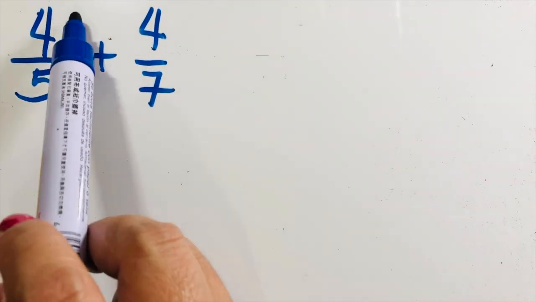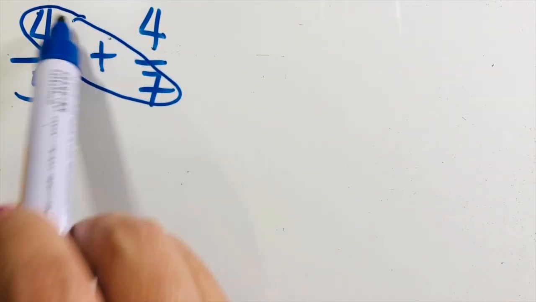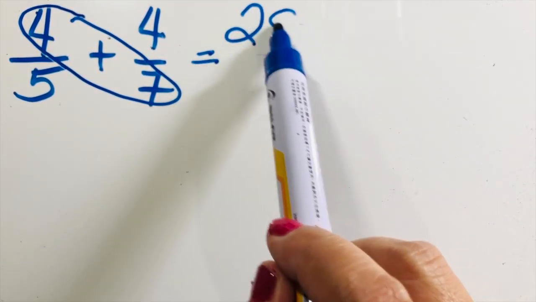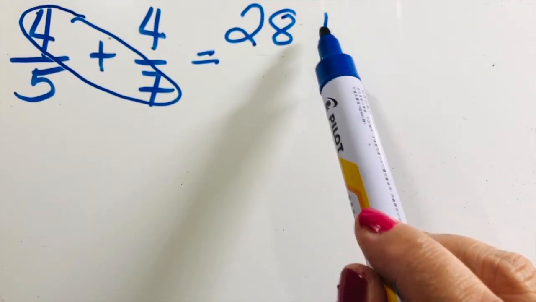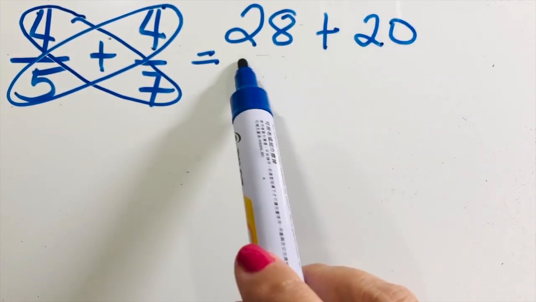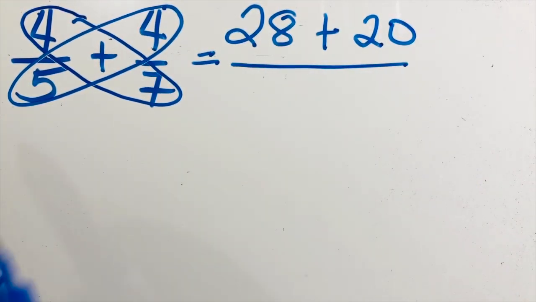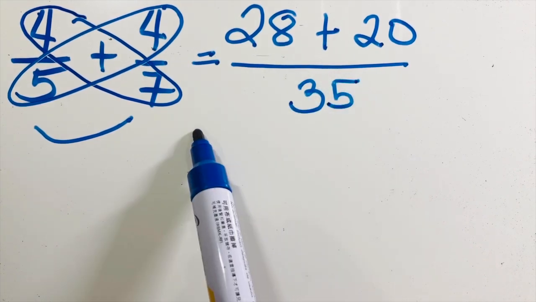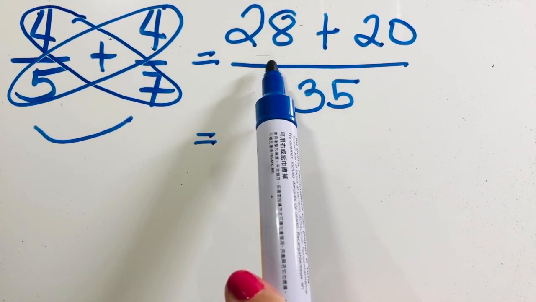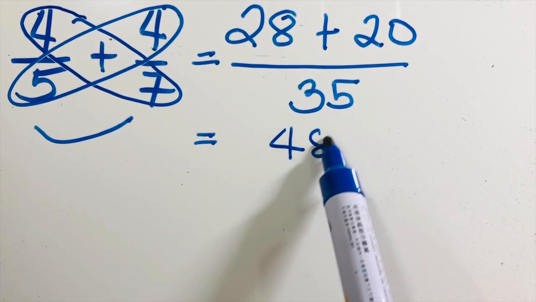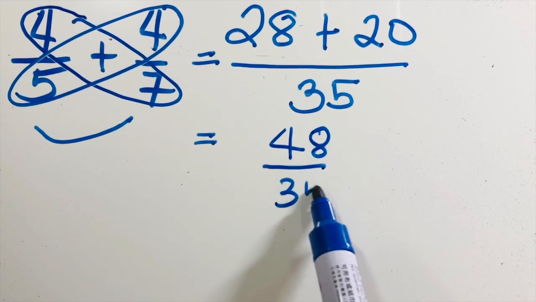So first step, multiply 4 times 7. It will give us 28, plus 5 times 4 is equal to 20, over... What will be your denominator? Just multiply 5 times 7 is equal to 35. Add 28 and 20, it gives us 48 over 35.